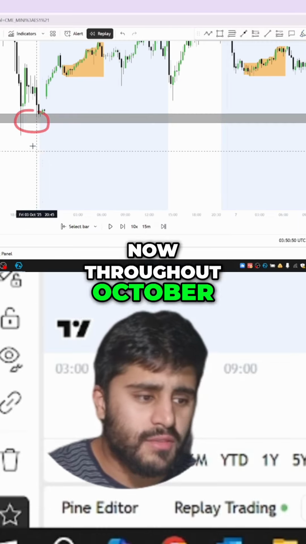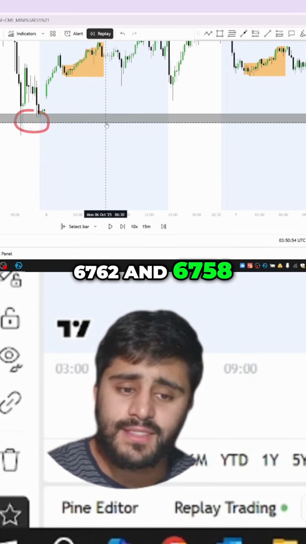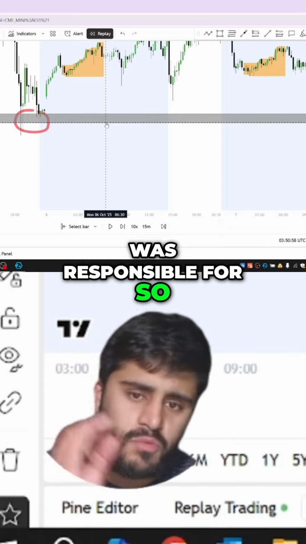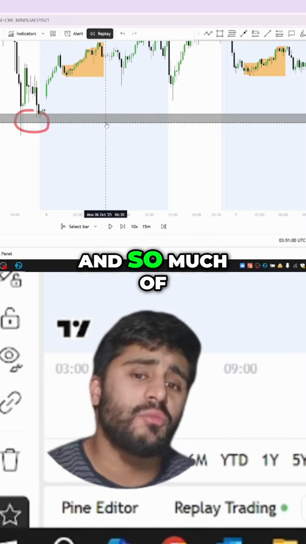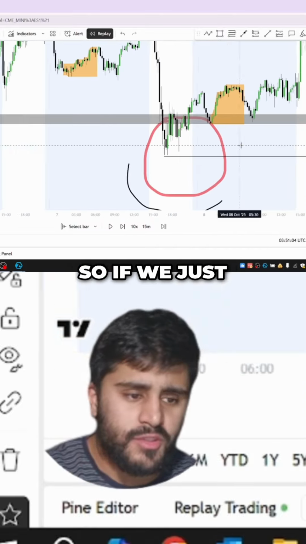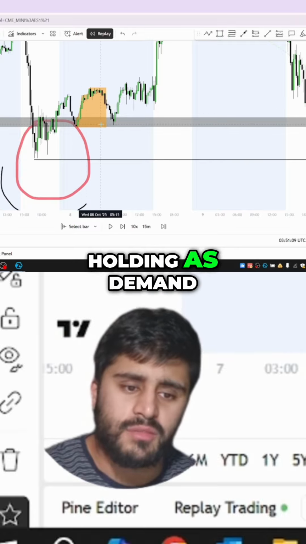Now, throughout October, this key level on ES between 67.62 and 67.58, this one key level was responsible for so much of the action and so much of the best probability trades, right? Let me explain what I mean by that. So if we just continue to look to the left, we see the market holding as demand, right?